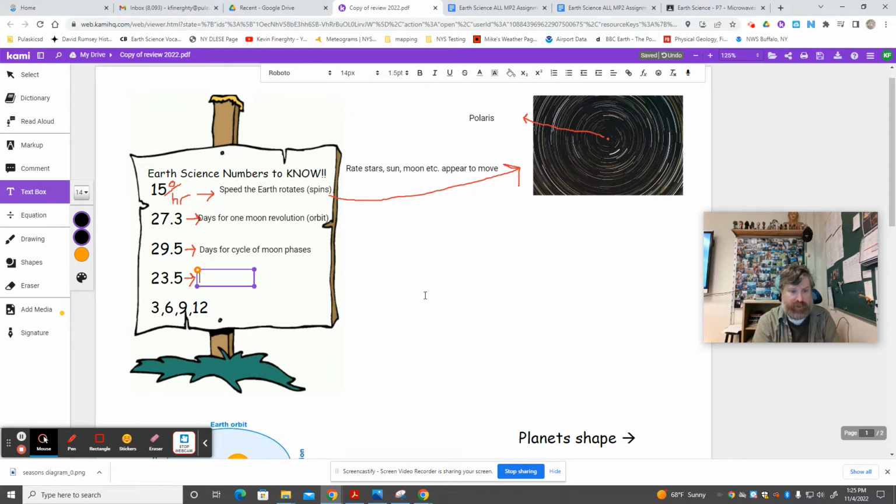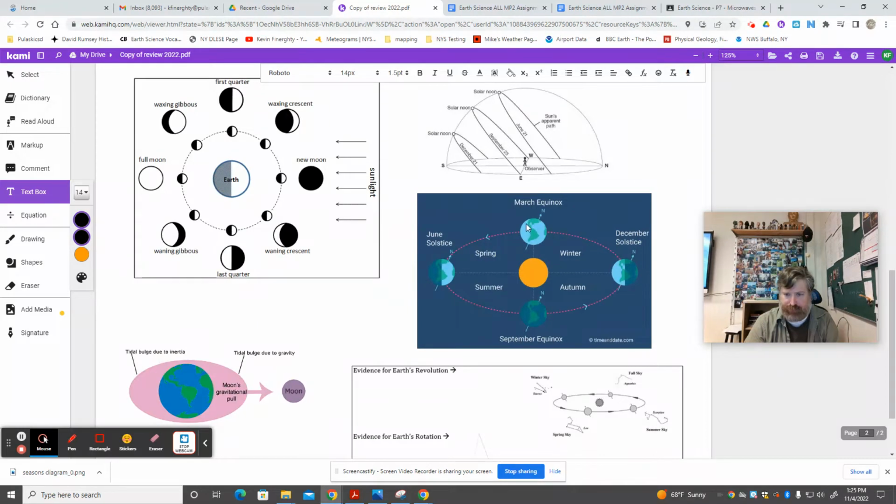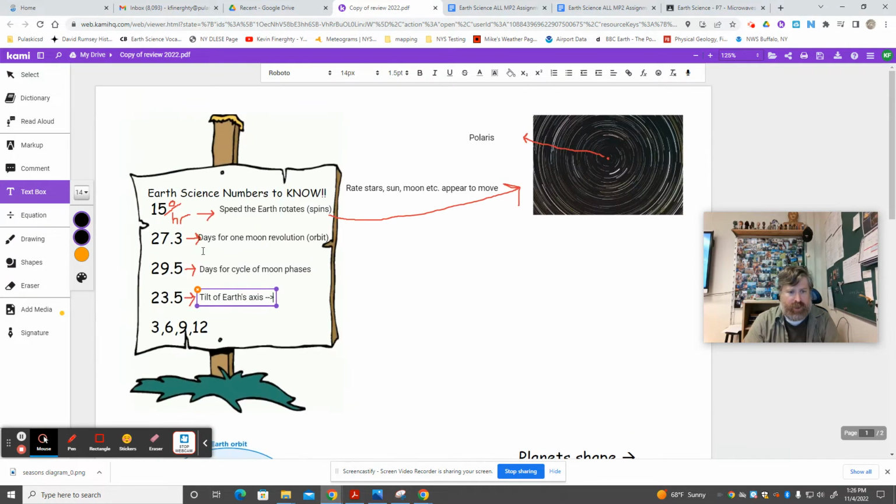23.5 is the tilt of Earth's axis. Also, when we look at how the sun moves back and forth and who's getting the direct rays, which by the way is never in New York State, but somebody's getting it somewhere on Earth. It's also going to be the latitudes of the tropics. I'm going off our little sign here.